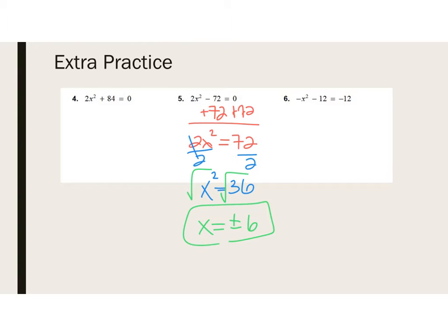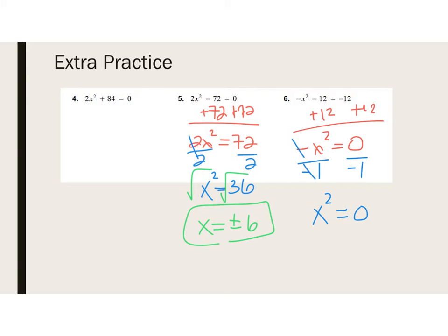Okay, I want to look at number 6 next. I'm going to leave number 4 for you to do. So number 6, what's the first thing you're going to do? We're going to add 12 to both sides. That's going to give us a negative x squared equals 0. Okay, but I wanted to do this one to point out, so that negative x squared, you still need to get rid of that negative. To get rid of that negative, you're going to divide both sides by -1, or you can multiply both sides by -1. So basically, you're just doing that because the negatives will cancel, and 0 divided by anything is still 0. And when you square root both sides, that gives you x equals 0.